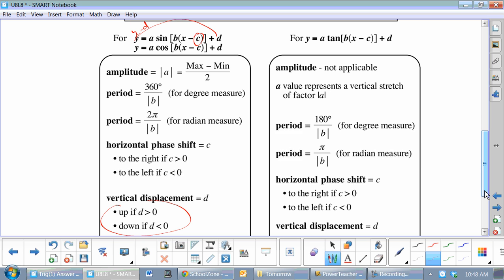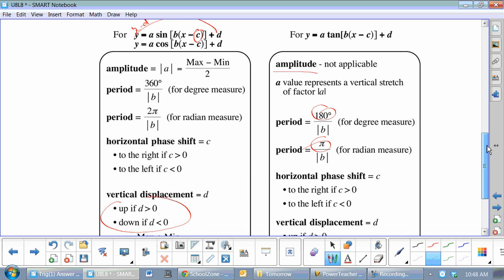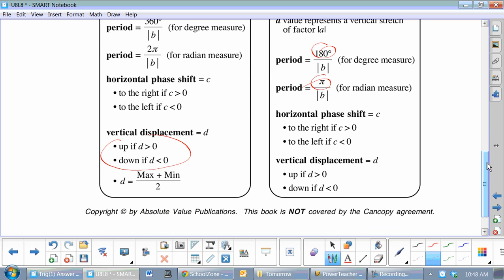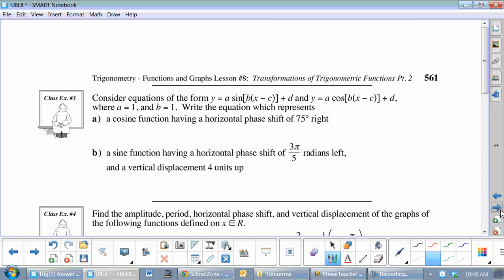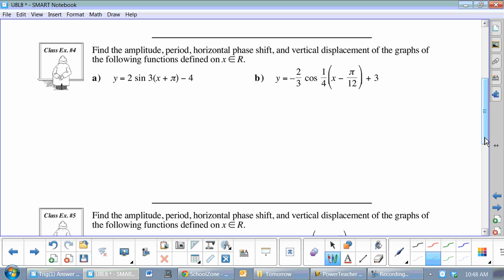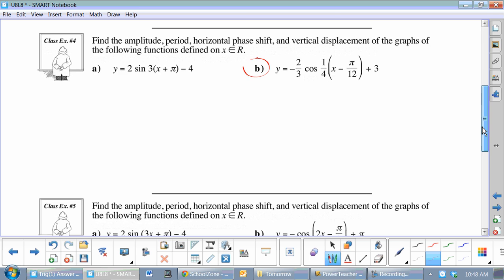And the only thing we've got to keep an eye on for tan is to make sure we know it has no amplitude. The period is 180 divided by, and pi divided by, and vertical and horizontal phase shift are the same thing as sine or cos. Okay, so let's go right to doing some of these. We're going to do 2 questions. We're going to do B on both of these.